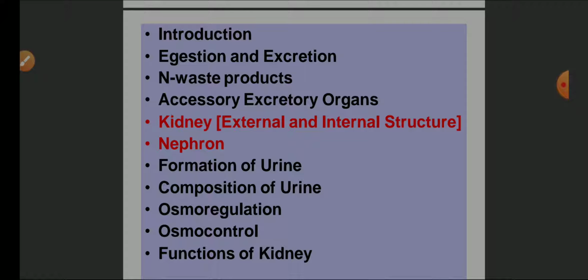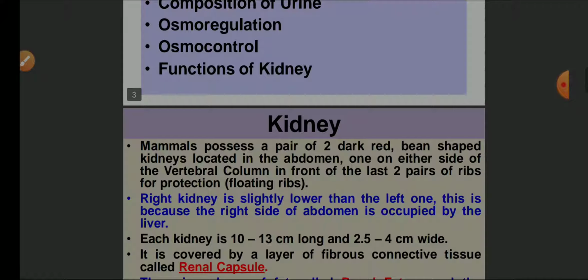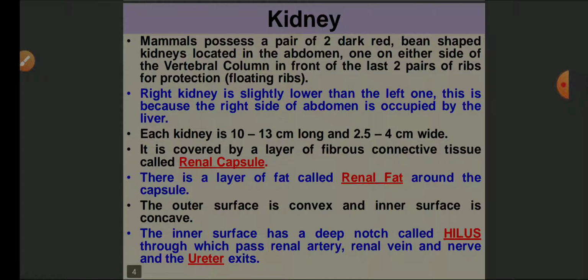In this episode we are going to talk about the external and internal structure of the kidney as well as the nephron. So let us see the external and internal structure of the kidney first. Kidney. Mammals possess a pair of two dark red bean-shaped kidneys located in the abdomen, one on either side of the vertebral column in front of the last two pairs of ribs, known as floating ribs, which protect the kidney. The right kidney is slightly lower than the left one.